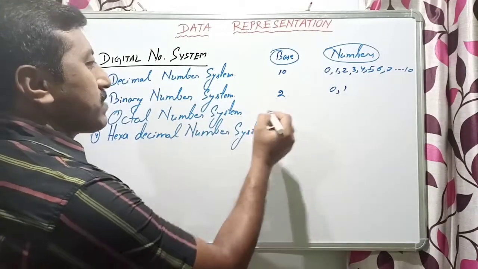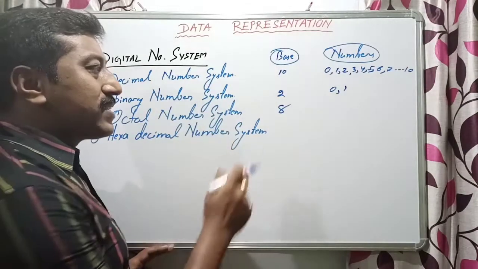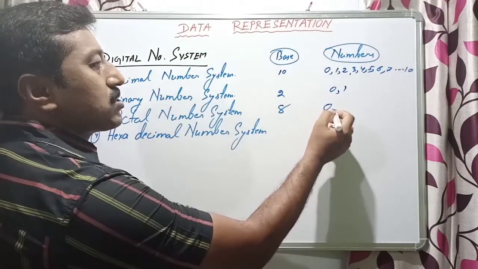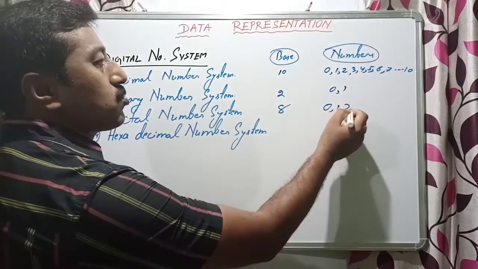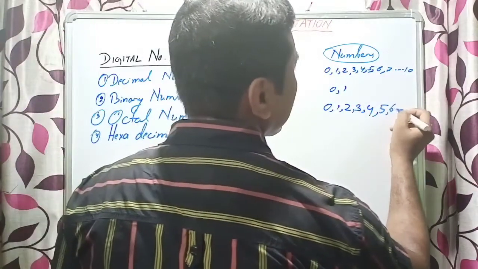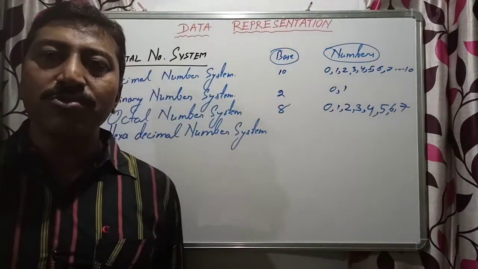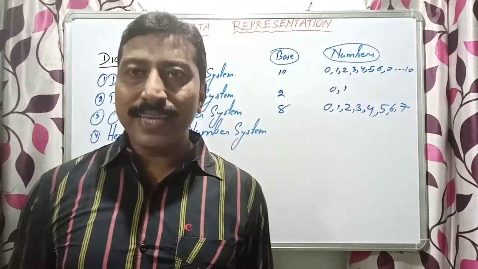Next one is the octal number system, whose base is 8. It can be represented by using the digits 0, 1, 2, 3, 4, 5, 6 and 7. The digits start from 0 to 7. You can count 0 to 7, which means 8 digits.